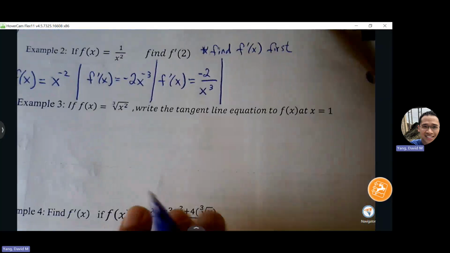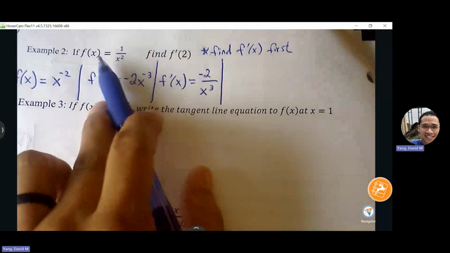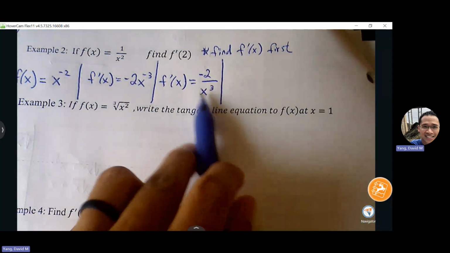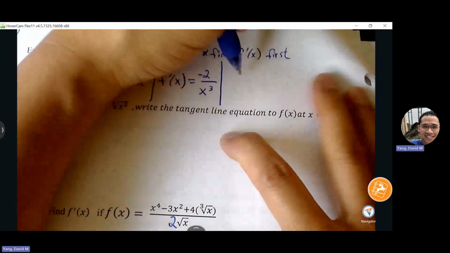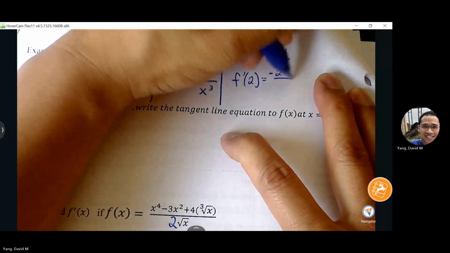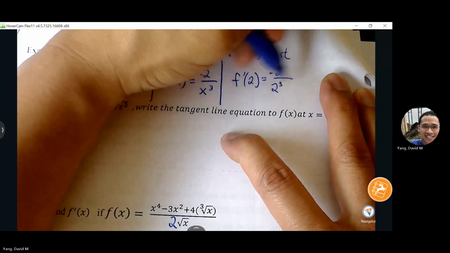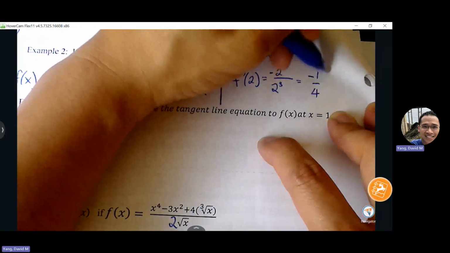Now we're clear to work on the slope. We want to find the slope of this original graph at x equals 2. So we simply make a substitution into our derivative function. Negative 2 over 8 reduces to be negative 1/4.